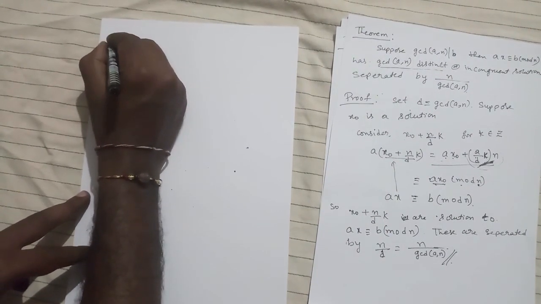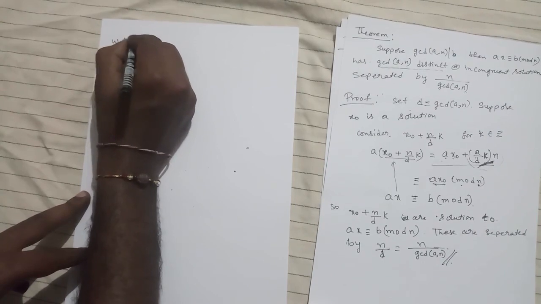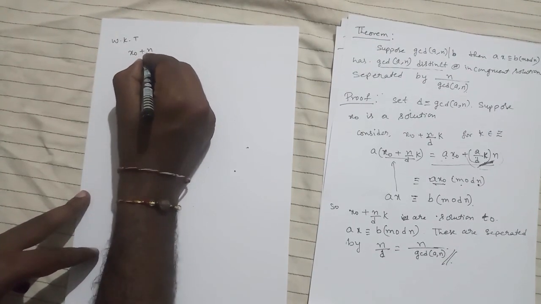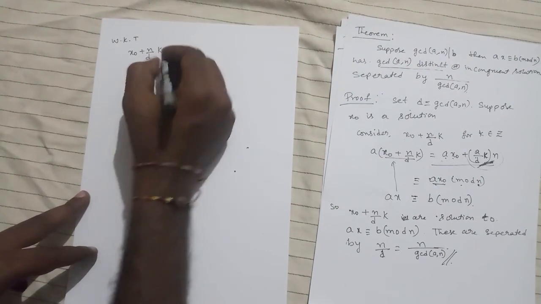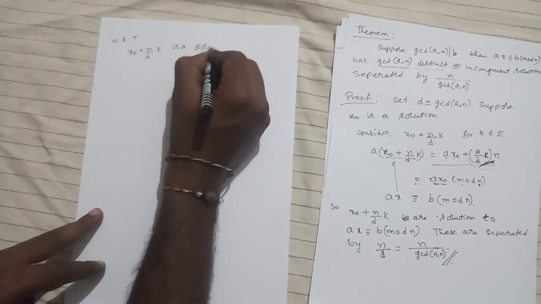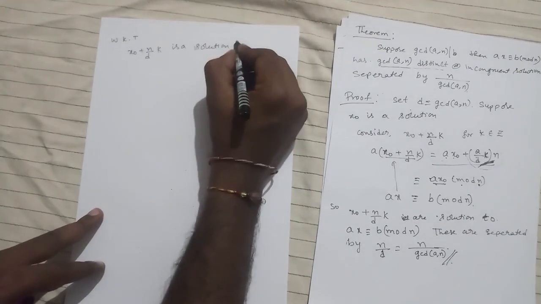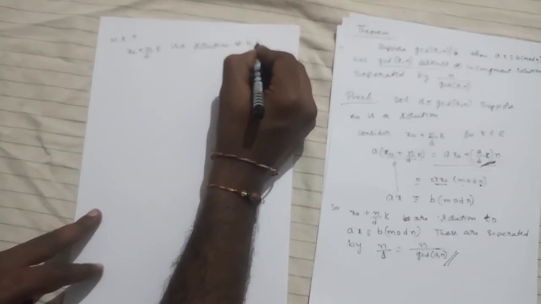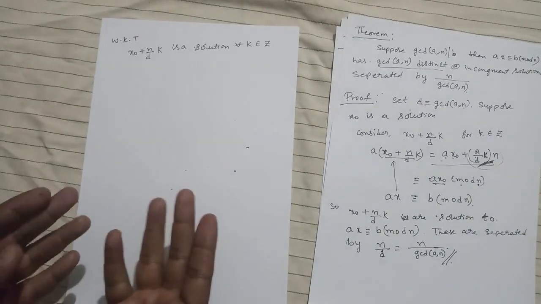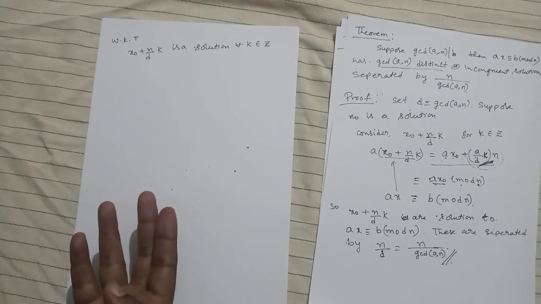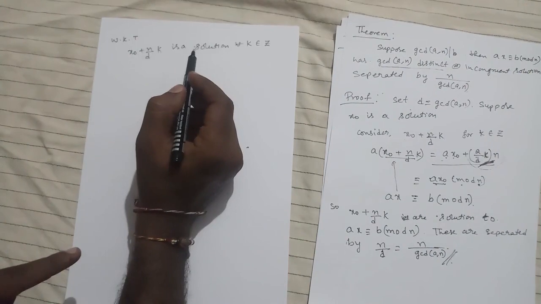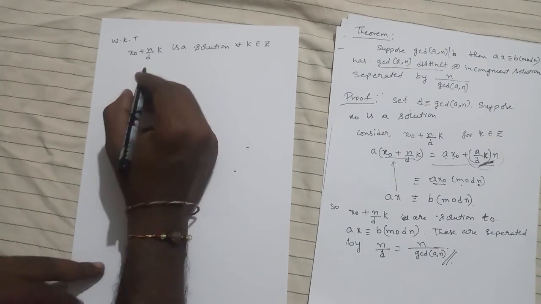What do you get here? We know that x naught plus n divides d into k is a solution for all k belonging to the integers. So you have to prove they are distinct. So I will take two values here, one is k1 and another one is k2. So I will get two equations.